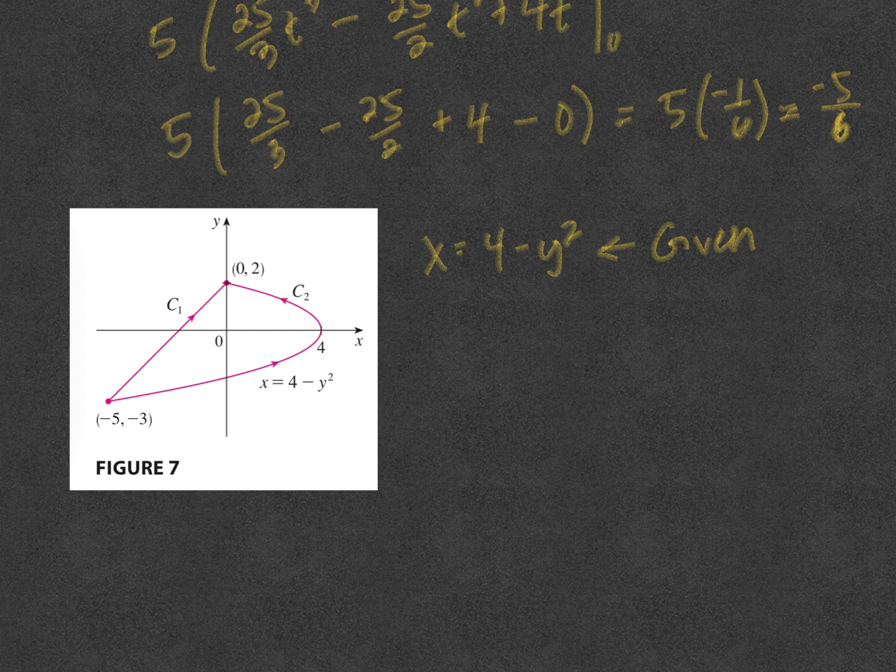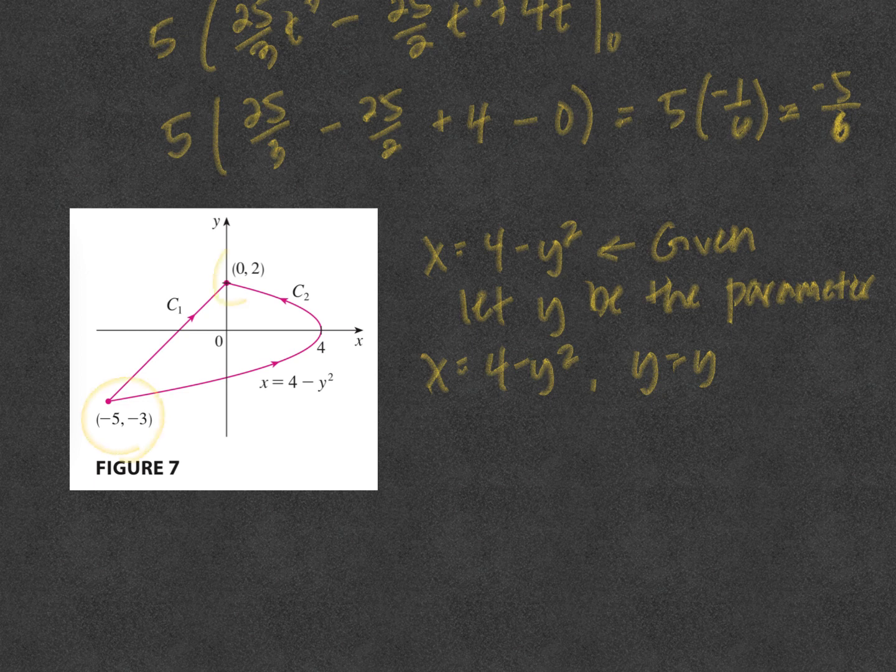So we know that x equals 4 minus y squared. Well, in that case, it's going to be easier to let y be our parameter. So we're going to let y be the parameter. Then x equals 4 minus y squared, and y equals y. And our bounds are, if you look at the graph, we're going to go from negative 3 to 2. So y is bounded from negative 3 to 2.